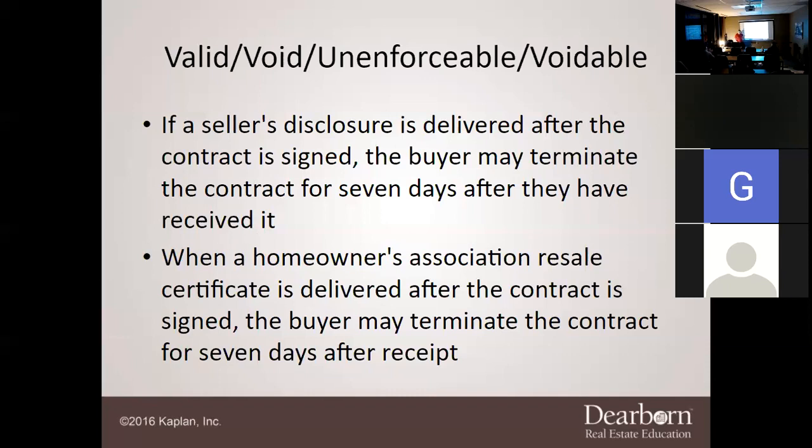So if they had an option period for 10 days to do inspections, and you give them the seller's disclosure on the 11th day, you just gave them an extra 7 days to back out of the contract. So you give them 17 days. That's too long, okay? So in that situation, you want to have all your stuff together.